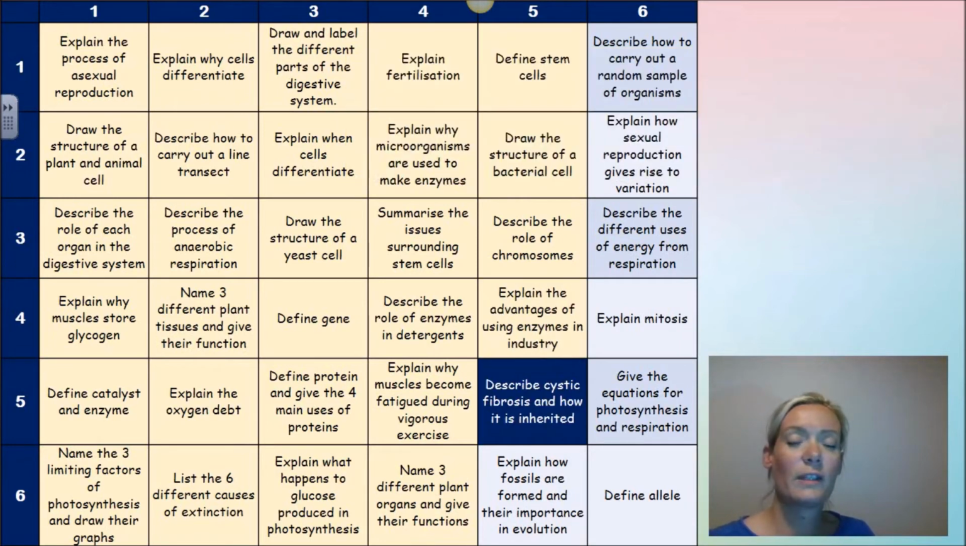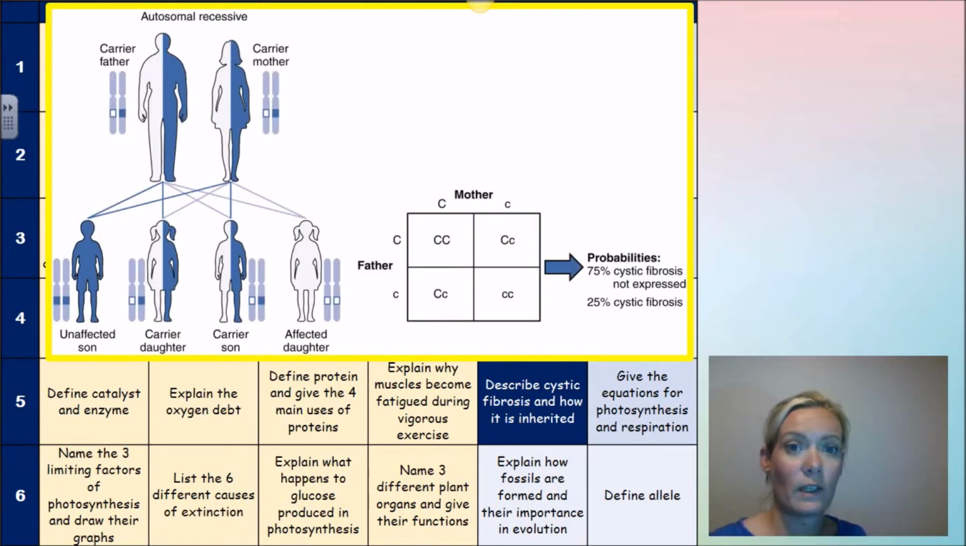Okay, describe cystic fibrosis and how it's inherited. Cystic fibrosis is the recessive disease that you need to be aware of. Remember, the dominant inherited disease is polydactyly, which is where you've got an extra finger or toe. So cystic fibrosis is the example of the recessive inherited condition in your specification.